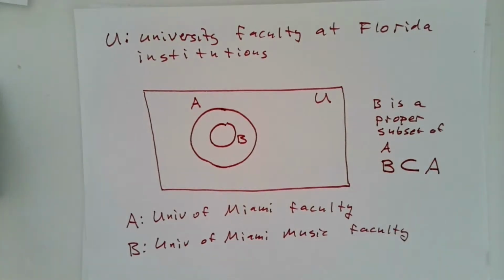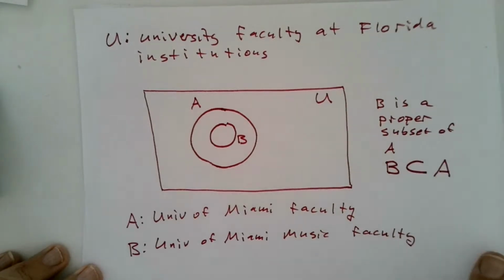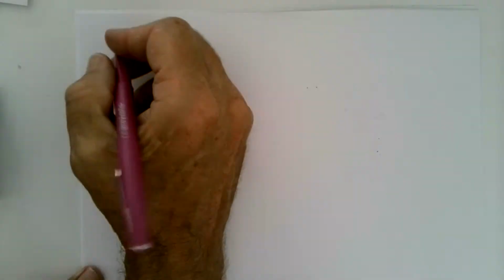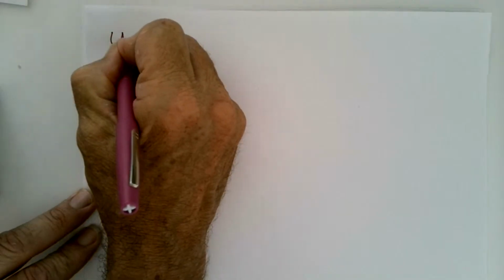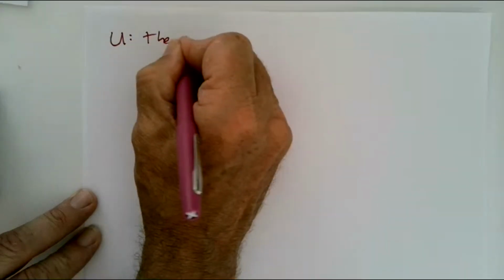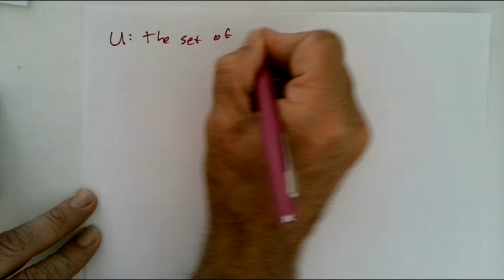So our first case, we looked at disjoint sets. Our second case, we looked at proper subsets. But really, our most interesting case is when they overlap. So let's take a look at the following. This time, I'm going to let our U, our universal set, be the set of natural numbers.